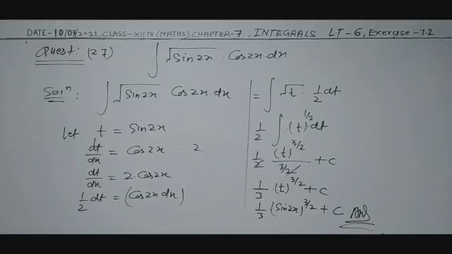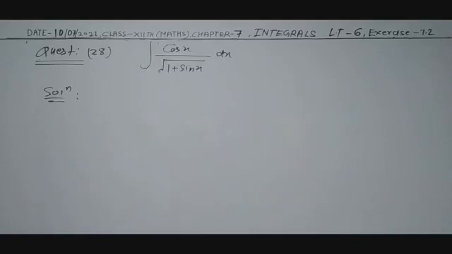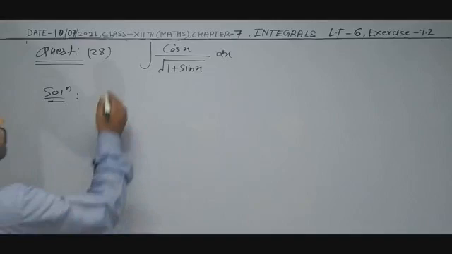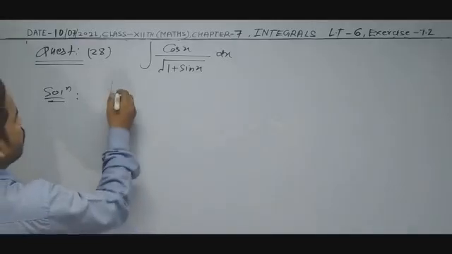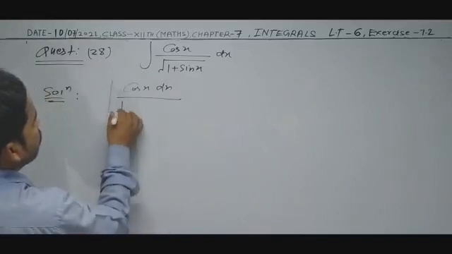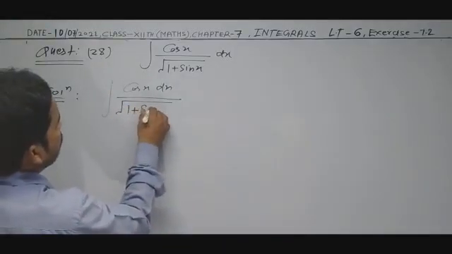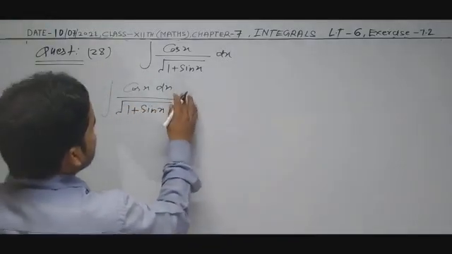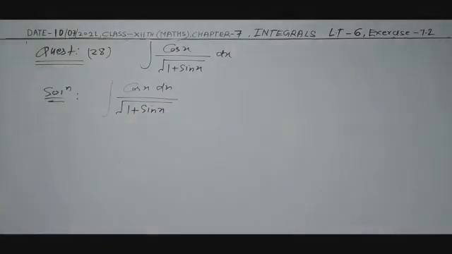Now come to the next question. Question number 28 is the integration of cos x upon root over 1 plus sin x dx. So now write the integral. Integration of cos x dx upon root over 1 plus sin x. In this question you can consider 1 plus sin x equal to t. So this will be cos x dx.